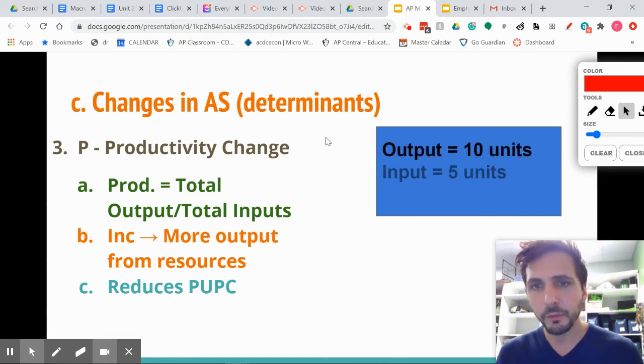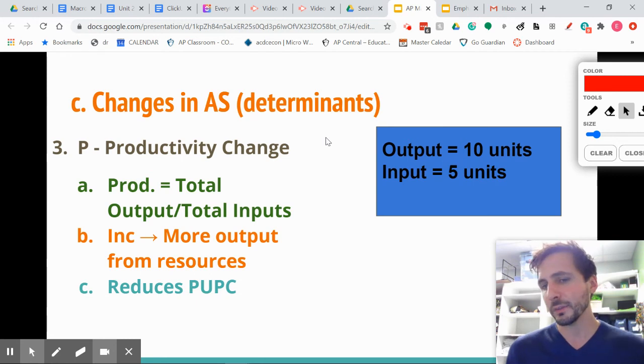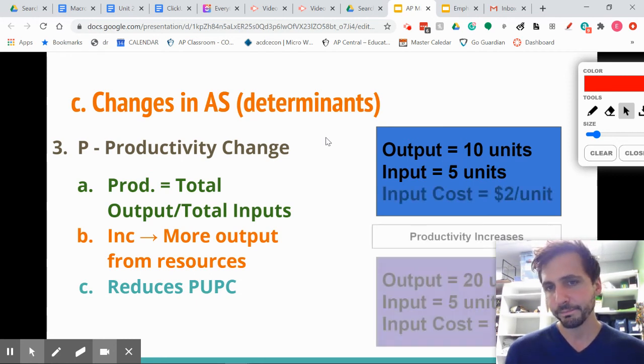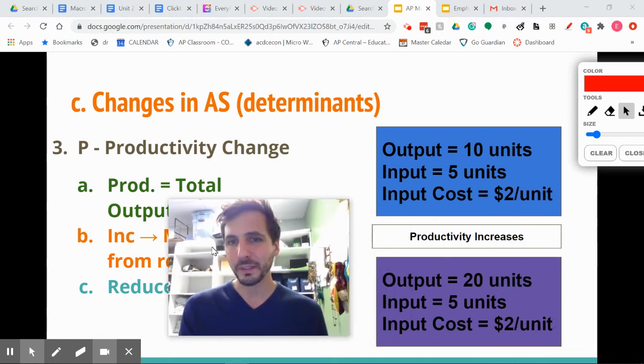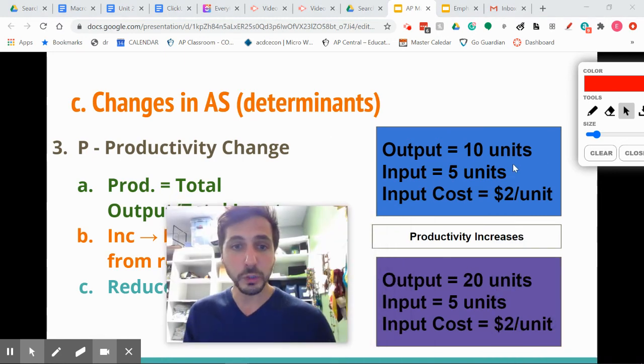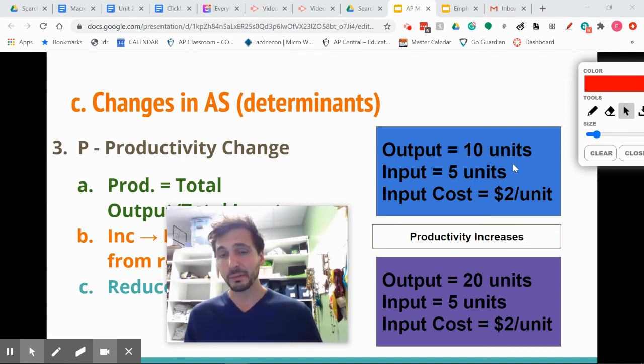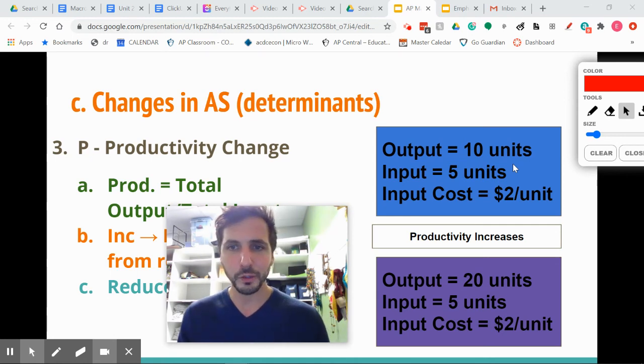So let's try this out. If my output is 10 units and my input is 5 units, what's my productivity? Oh, and my input cost is $2. What's my productivity? Well, my productivity is going to be 2 units, right? Output divided by input. So for every input, I get 2 outputs. If my input cost is $2 per unit, then it's going to cost me $10 to actually provide this. So when I divide the $10 of cost by 10 units, it's going to cost me $1 per unit. That's your per unit production cost.